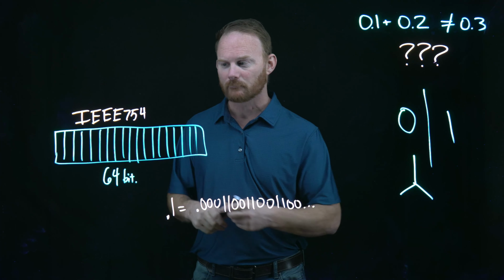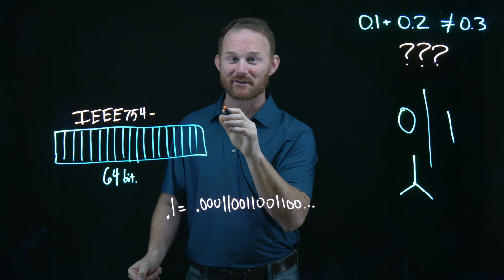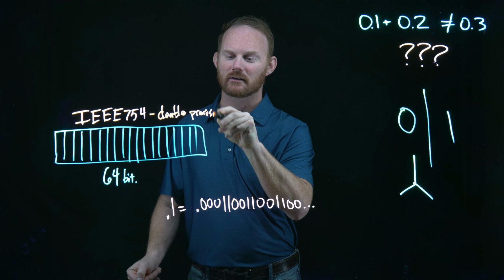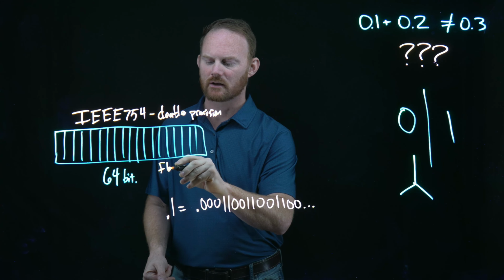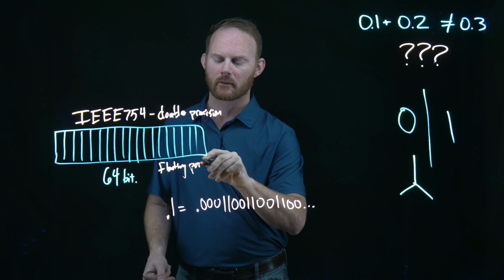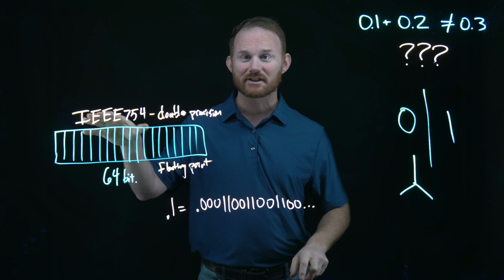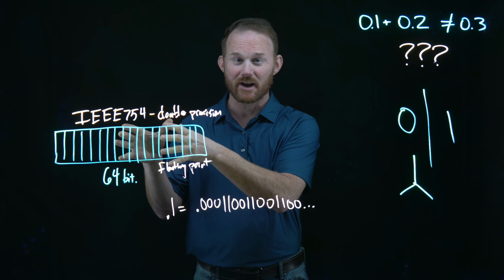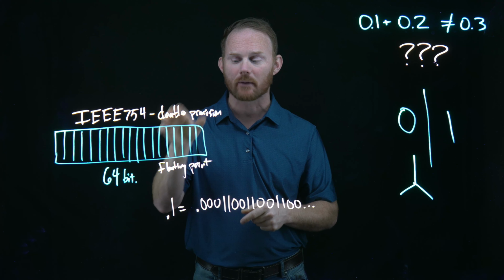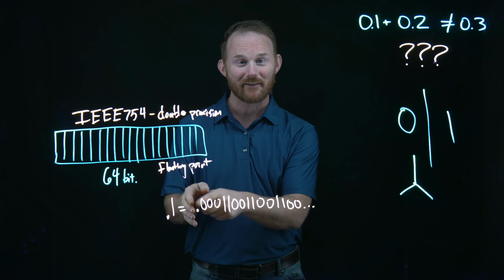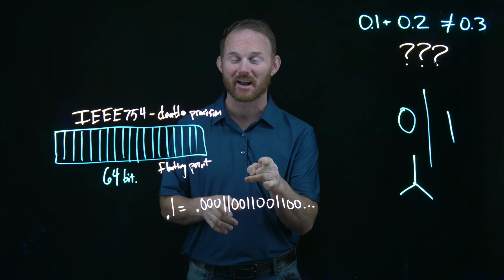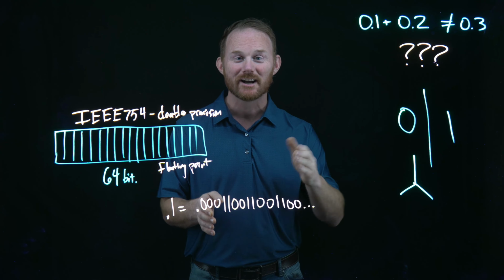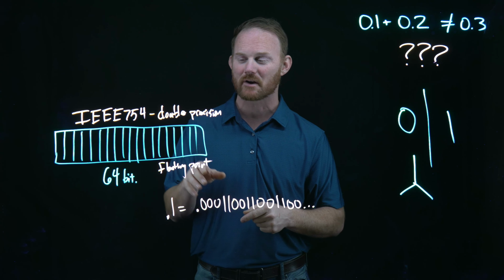IEEE 754 is the standard for, you've probably heard this before, double precision floating point. Okay? This standard defined how computers that want to use this standard at least are going to work with double precision floating point numbers. What we have here is a number with a decimal point in it, okay? And that decimal point is going to float. It's going to move depending on a couple different factors, which we'll talk about here in a minute.